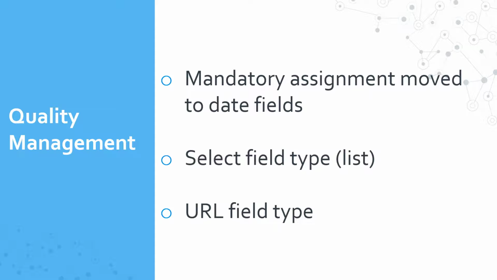NetSuite Quality Management has received some enhancements as well. After the update, mandatory assignment from inspection records will be removed and transferred to date fields. This will allow for a more efficient tablet experience through customization of inspections and specification definitions. The Quality Management Suite app now includes 2 new field types. The Select field type allows quality engineers to choose a field from a predefined list. The URL field type allows for the input of a link to supplemental and external information, such as Dropbox or OneDrive.